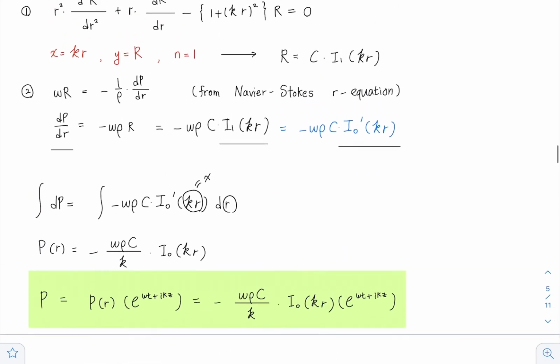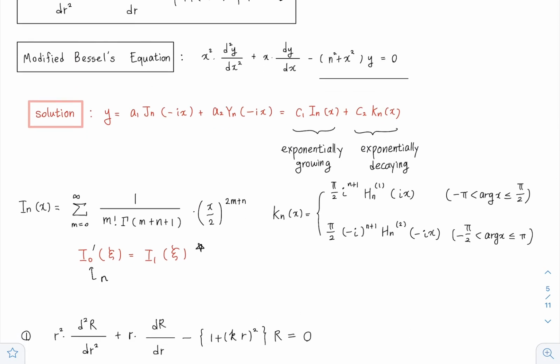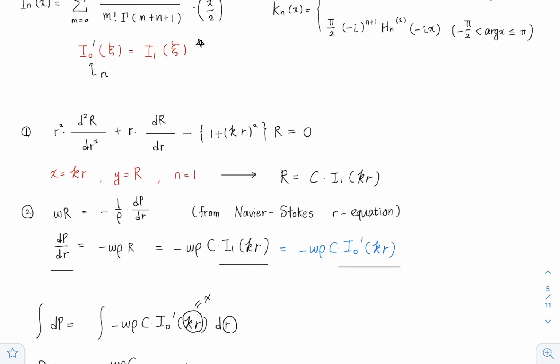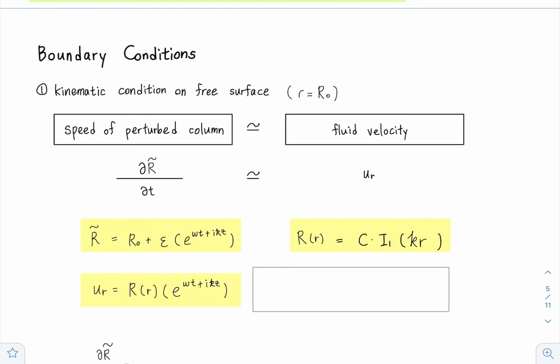We just said here that for the modified Bessel's equation, we took the solution of it. We said that we are only gonna take care of the exponentially growing term, which is the modified Bessel function of the first kind. We said that a large R is a function of small r, to be precise. And we have this constant and the Bessel function of the first kind. So R as a function of r is c times I1 with a kr inside.